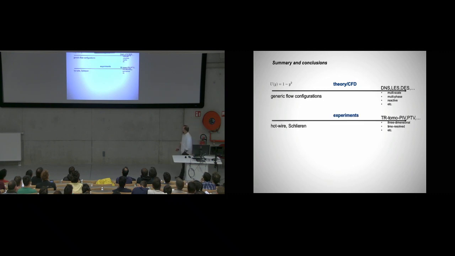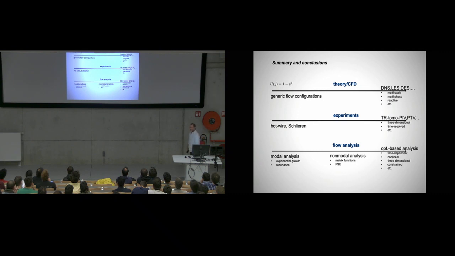Same thing with experiments. We started out with hot wires, smoke visualization, Schlieren, very low key, and they still have a place. Okay, but now we also have much more insight into flows from an experimental point of view with tomo PIV and time resolved PIV and PTV and so on and so on. Okay, and for that reason, I think flow analysis also needs to move on. It needs to move on from looking at eigenvalues and exponential growth and resonance.